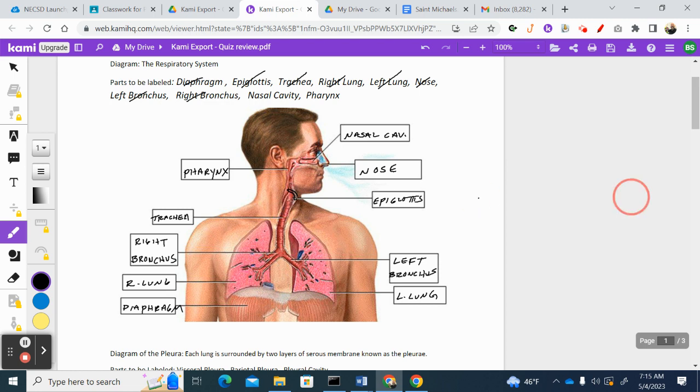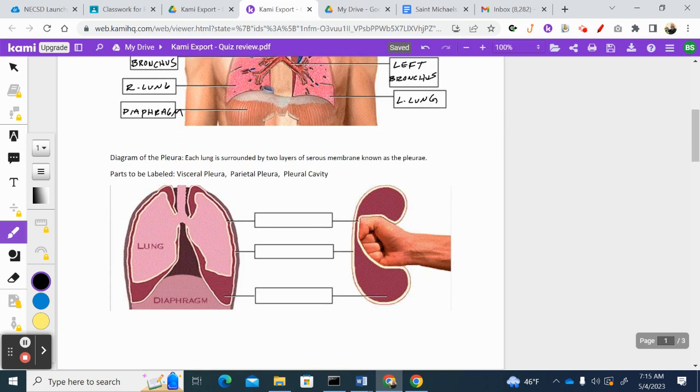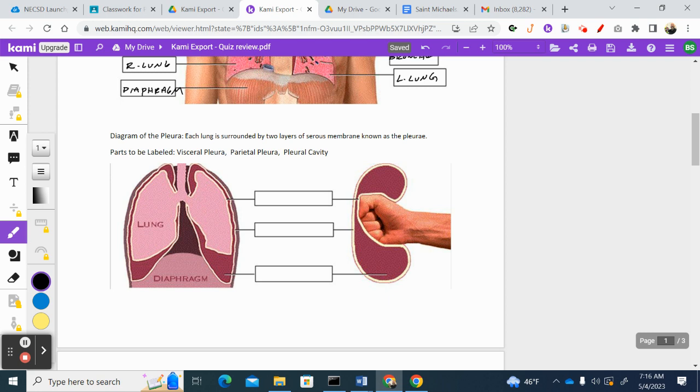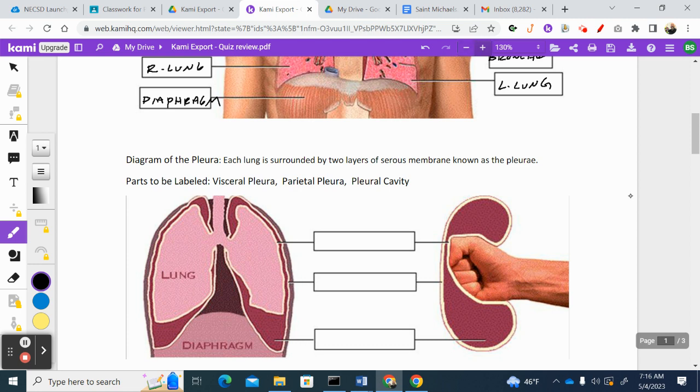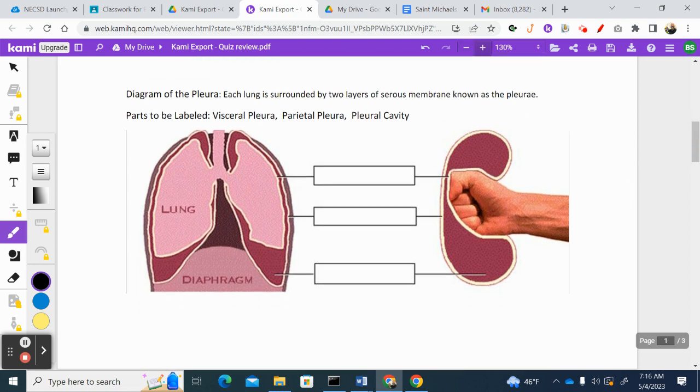Let's continue down. Now we have a couple membranes that make up the respiratory system. One of the membranes surrounds the lung. One of the membranes lines the cavity. So when we're talking about visceral, this means organ. And when we talk about parietal, that means cavity.